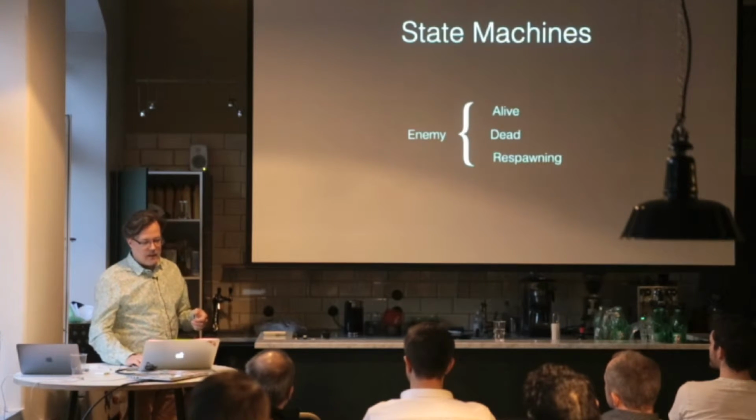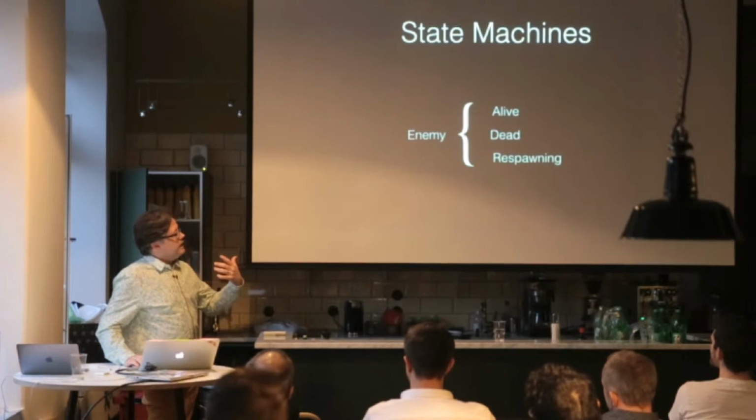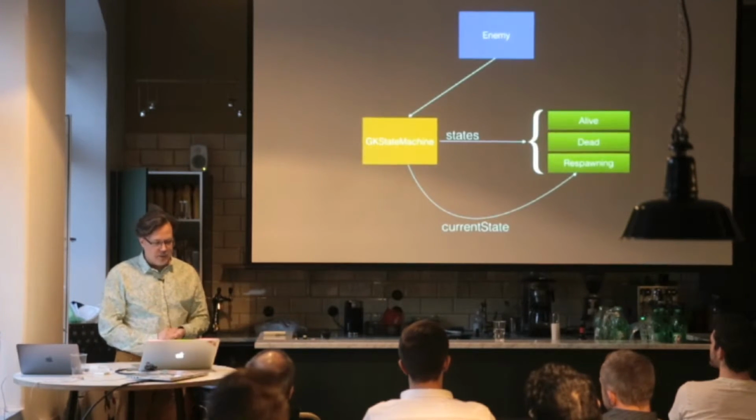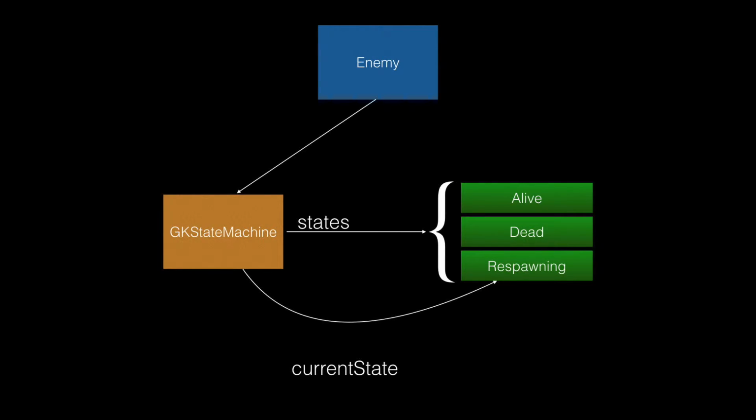The way this works is that for any piece of state, you can create a state machine. For instance, I've got an enemy that has some particular state describing what this enemy is doing right now. Is it alive? Is it dead? Is it respawning? So we have an instance of GKStateMachine, and when you create the state machine, you give it a list of states. Here we have states called alive, dead, and respawning. Each of those has to be a specific subclass of GKState. So you give it these three objects, and you also tell it the current state is this thing. The current state is respawning, or whatever it is.